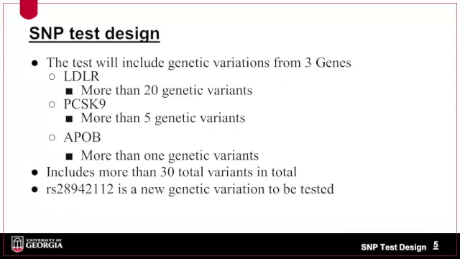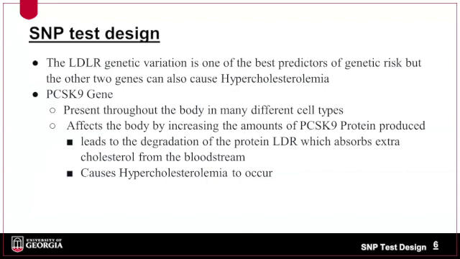The test for high cholesterol, familial hypercholesterolemia, as it is known scientifically, includes more than 30 different SNPs for genetic variation. The test will have SNPs from all three genes, allowing testing of variation from each one. Our test will focus on adding genetic variations for the PCSK9 gene, which is not tested in other tests. The gene contains a protein that is responsible for familial hypercholesterolemia. The genetic variation is called RS2894212. Variant information comes from SNPedia and is valid because it is from peer-reviewed sources.